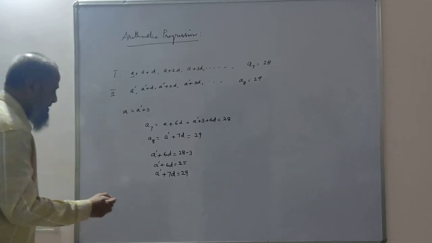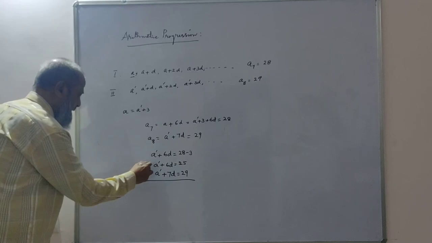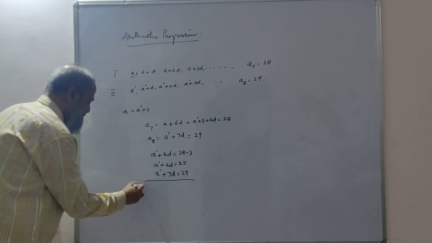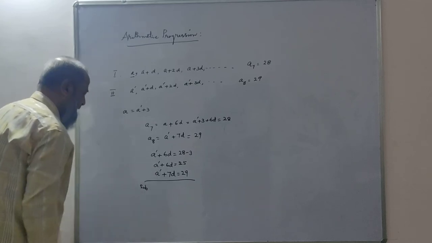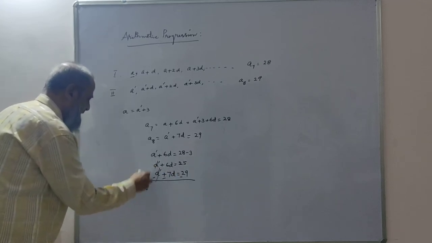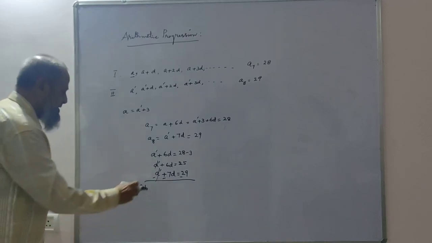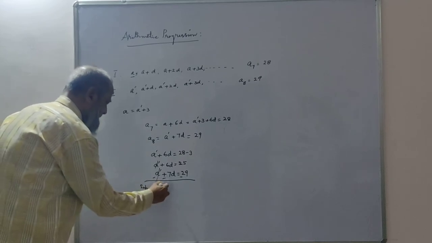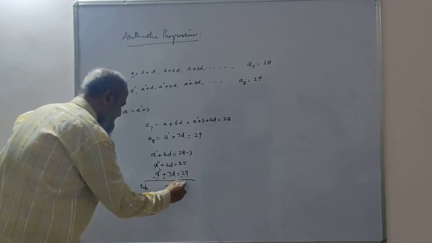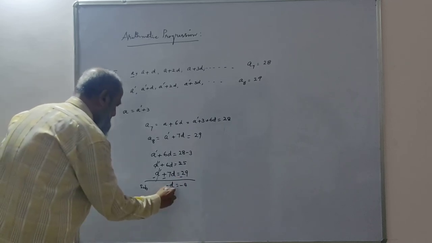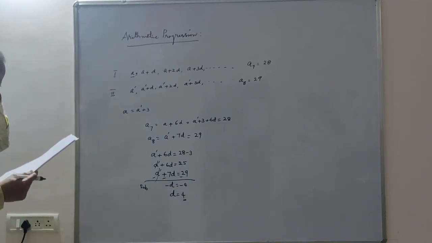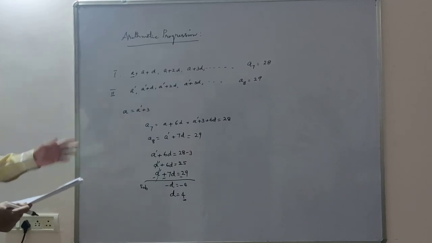Now, you know that it can be solved by elimination, since the coefficient here is 1, here also 1. The sign is positive in both of them, so I have to subtract one from the other. So if I subtract, this becomes minus, this becomes minus, this also becomes minus. Now plus A dash minus A dash get cancelled. A dash is eliminated. 6D minus 7D will be minus D, is equal to 25 minus 29, that will be minus 4. So D will be equal to 4. The common difference of both of them is 4, right?